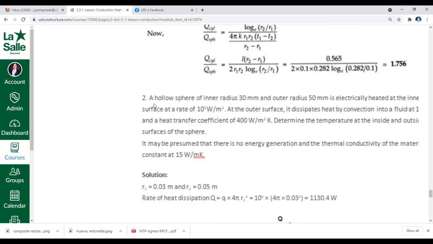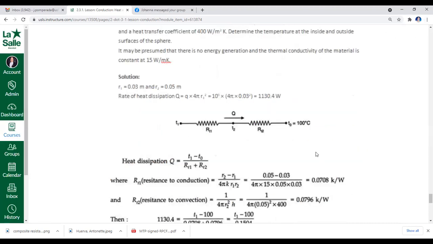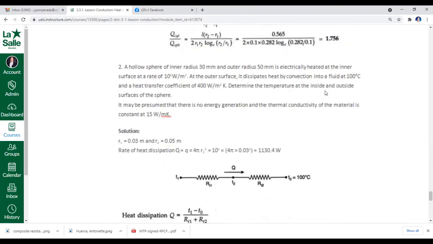At the outer surface, it dissipates heat by convection into a fluid at 100 degrees Celsius and a heat transfer coefficient of 400 watt per meter squared Kelvin.